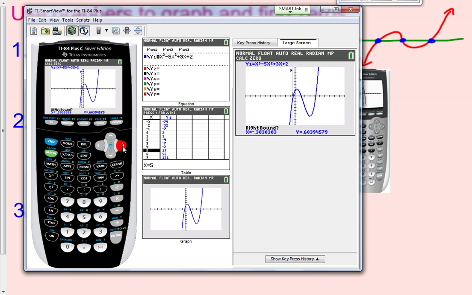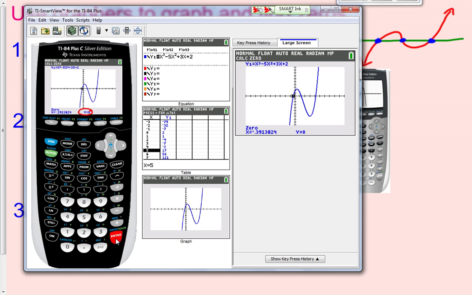So right about there would be a good spot. I'm now on the right side of my 0. I press enter. And now it says guess. So our calculator wants us to put our cursor right on top of our 0, or as close to our 0 as we can. So right about maybe there is as close as I can get it. I press enter, and there we have it.